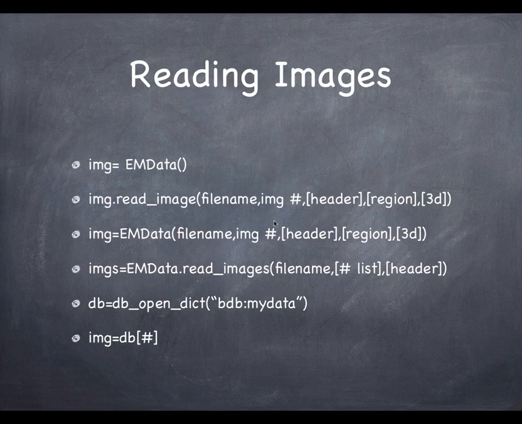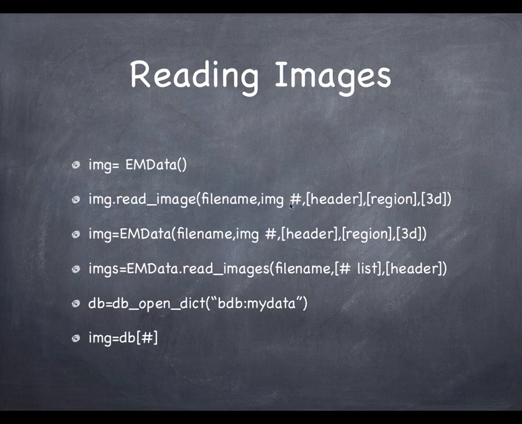Okay. Reading images from file, very straightforward. I can take an existing EM data object, and then I can use the read image method on it, or I can create an EM data object and also pass it a file name and an image number. So here are the various options available.